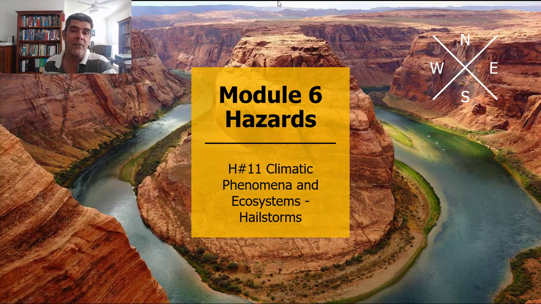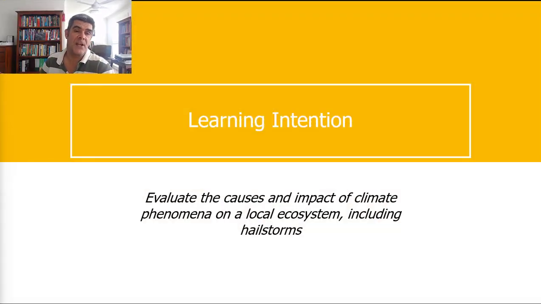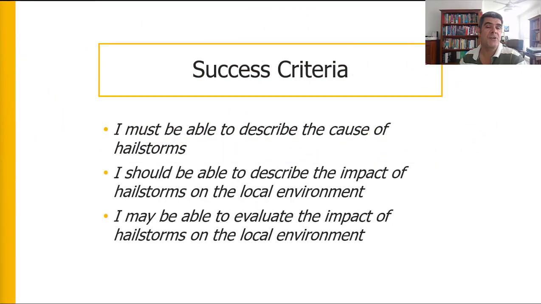It's the beginning of a little mini-series on climatic phenomena and ecosystems, and this first one will focus on hailstorms. The learning intention for this video is for you to evaluate the causes and impact of climate phenomena on a local ecosystem. And as I said, this one's going to focus on hailstorms. So we need to be able to describe the cause of hailstorms and then to describe and/or evaluate the impact of hailstorms on our local environment.